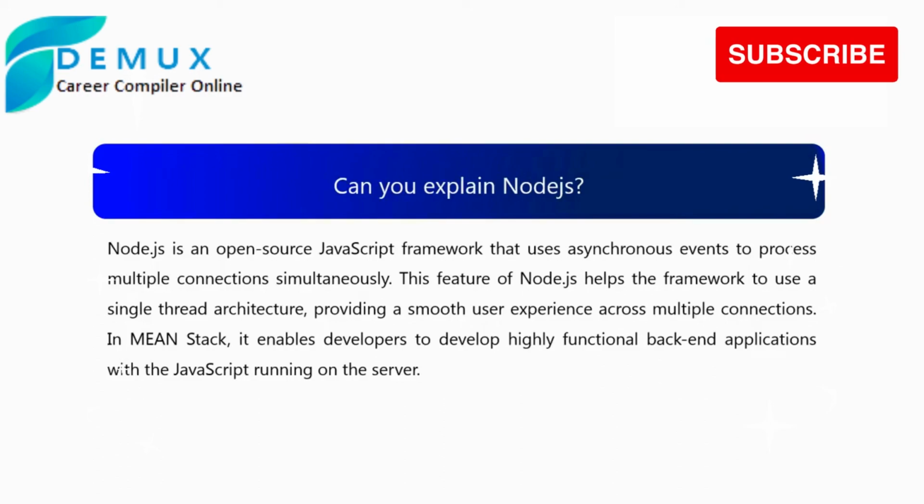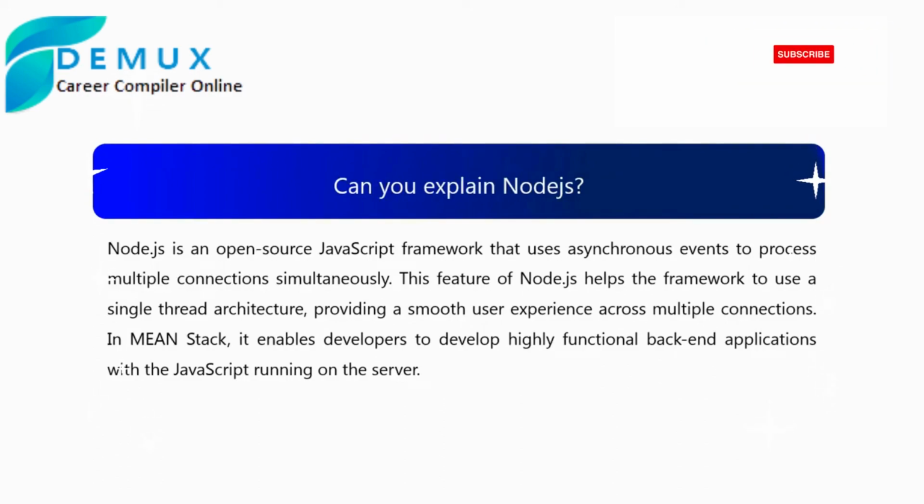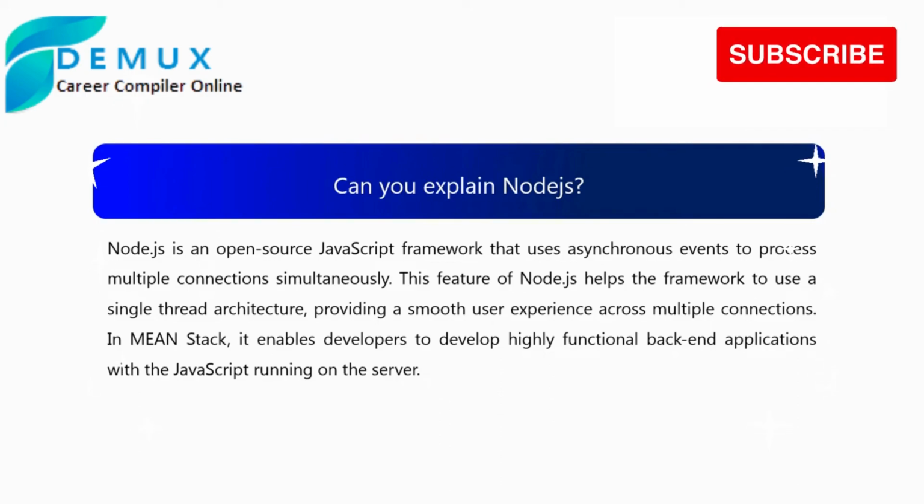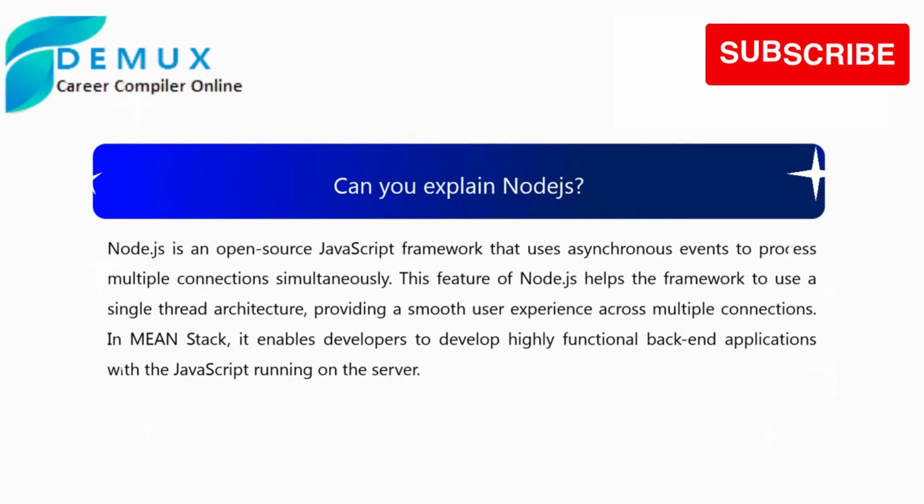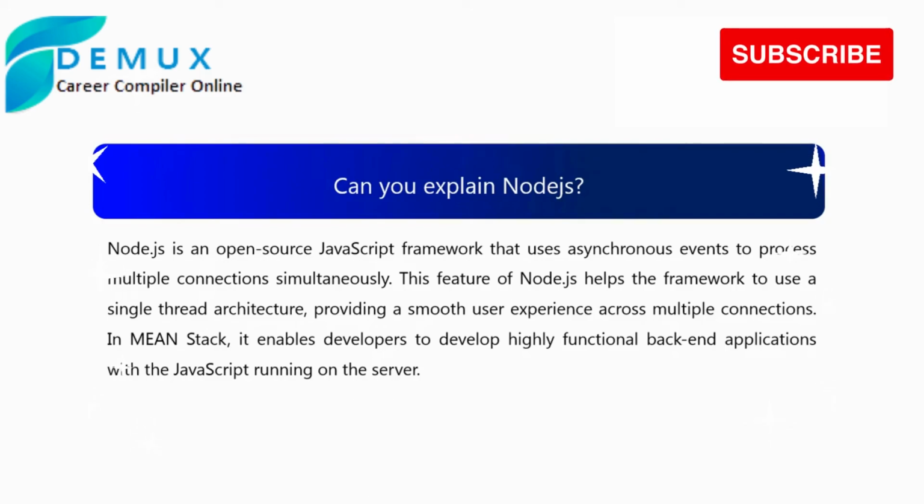Can you explain Node.js? Node.js is an open-source JavaScript framework that uses asynchronous events to process multiple connections simultaneously. This feature of Node.js helps the framework to use a single-thread architecture, providing a smooth user experience across multiple connections. In MEAN stack, it enables developers to develop highly functional back-end applications with JavaScript running on the server.